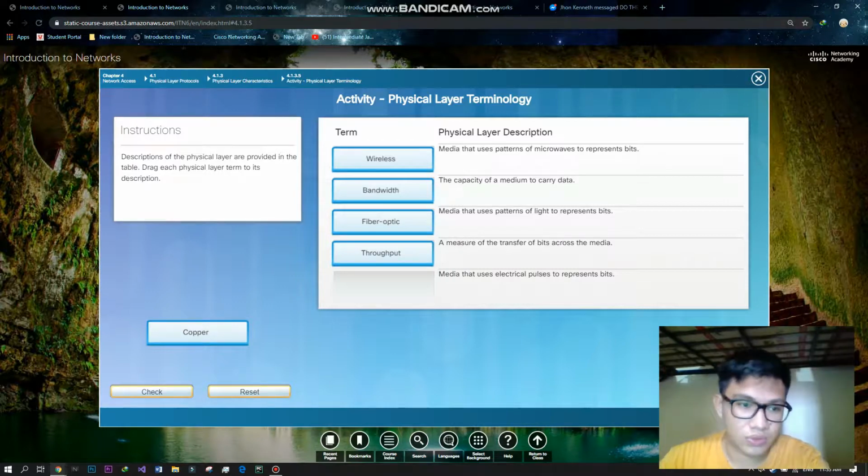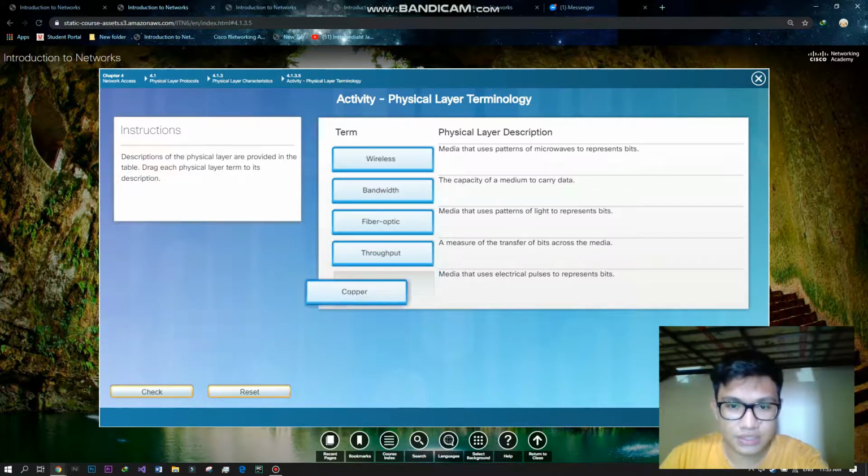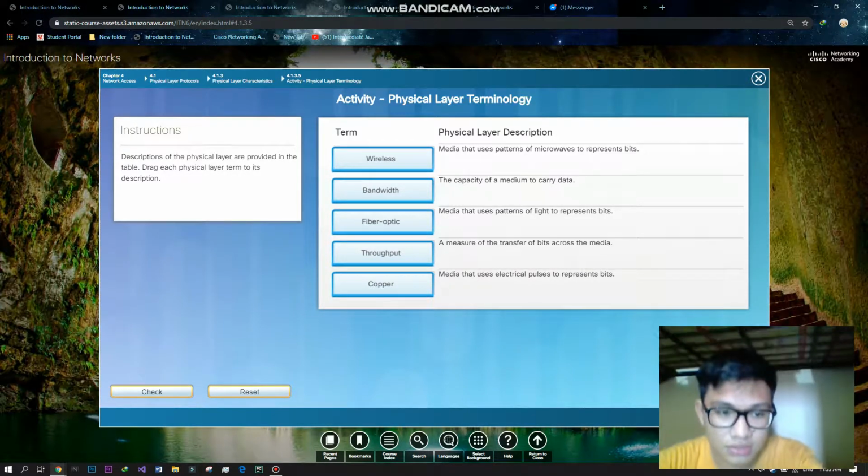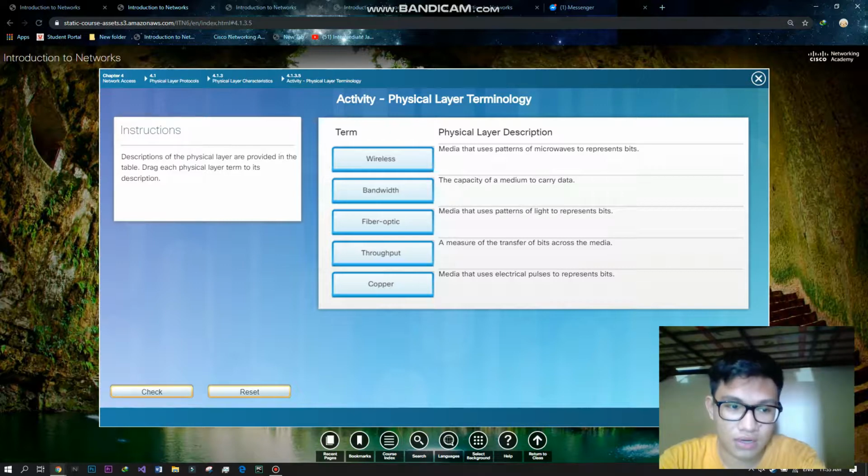In general terms, throughput is the rate of production or the rate at which something is processed. The last one is copper, media that uses electrical pulses to represent bits. We all know that copper is a fantastic metal for conducting electricity. Because of that, back in the 19th century, nations laid thousands of miles of copper cables to support the development of the telephone network, and we know that the telephone is one of the ways of communicating with others. So let's check it and see if we are correct.